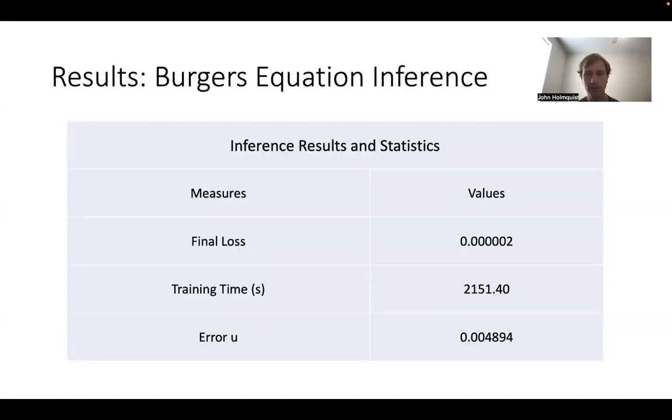So here are the results for inference. The loss function was optimized to a really small value, and it took about 35 minutes to train on an AWS instance that had 64 virtual CPUs. And the error was like 0.004 or about 0.4%. So really small error. The model's performing really well. The official implementation did a little bit better, but this is pretty good. And any differences are probably just due to hyperparameter tuning.